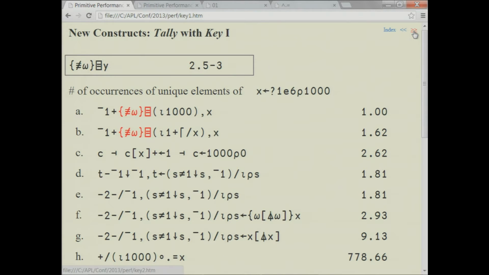long, integers between 0 and 1,000. Again, it's a problem that we encountered in a tuning project with a client in July. So solution A is the current best one using key.